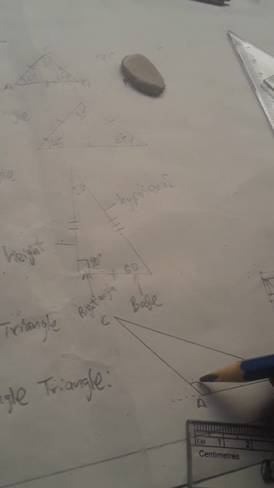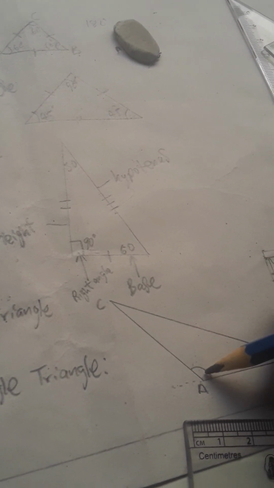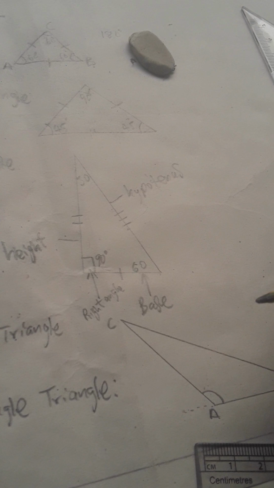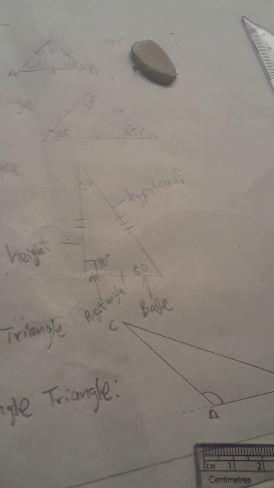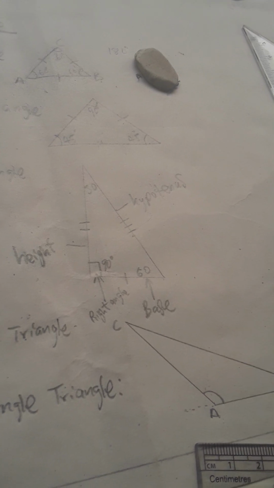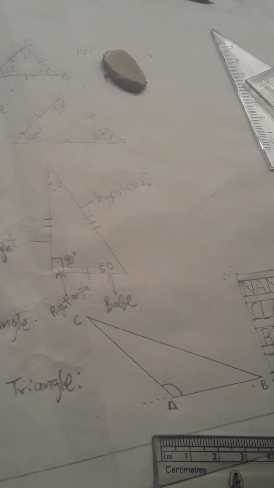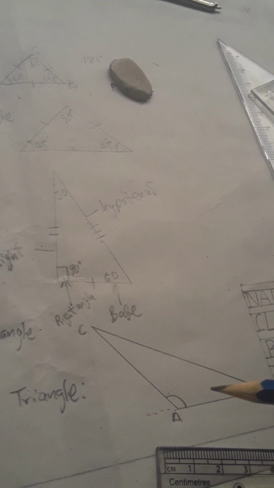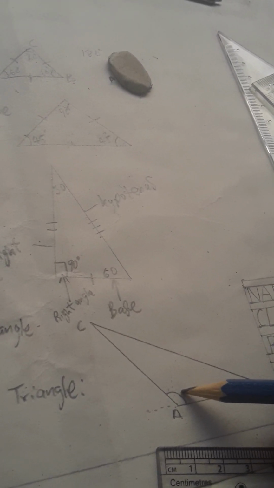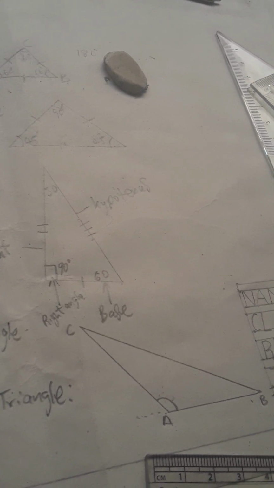Now this angle here is more than 90 degrees, because if you go vertically up, this is 90. So it is more than 90. So this angle is called an obtuse angle because the angle right here is greater than 90 degrees. So that's exactly what we call the obtuse angle triangle. When the angle here is more than 90 degrees, it can be called an obtuse angle triangle.